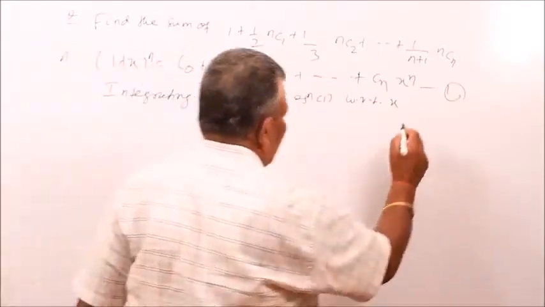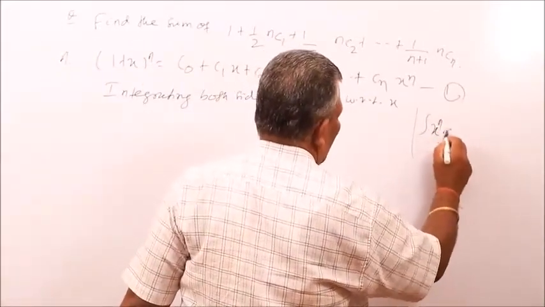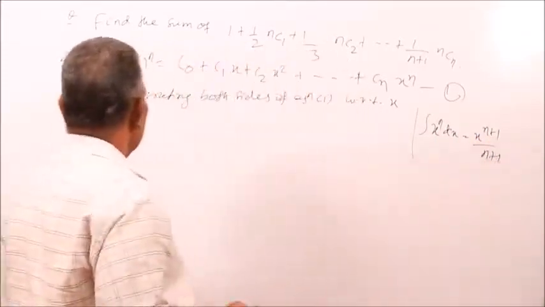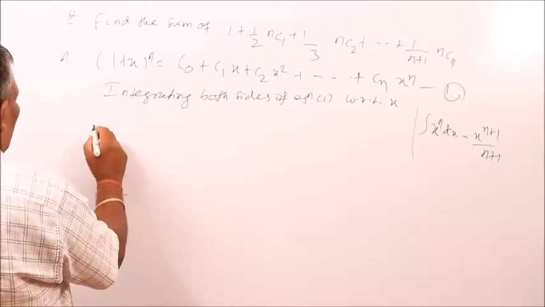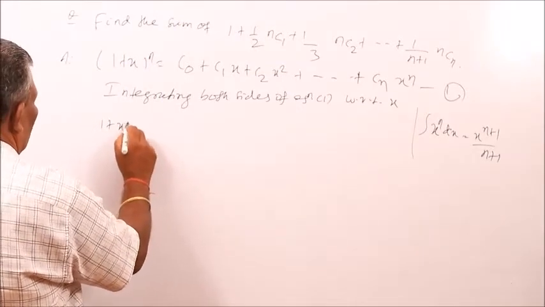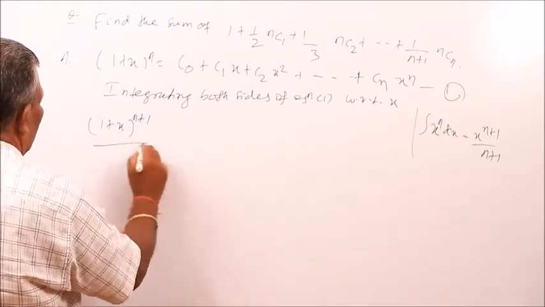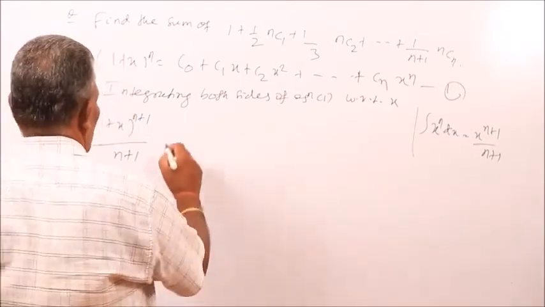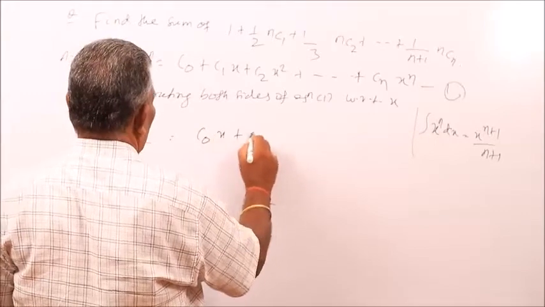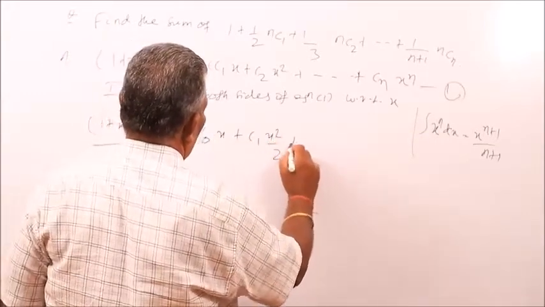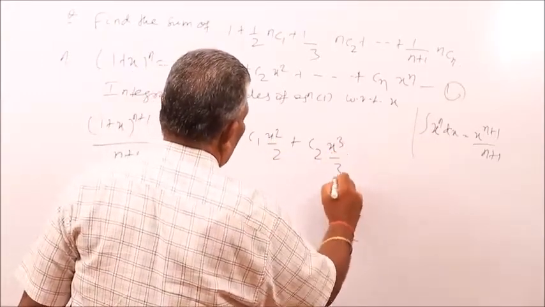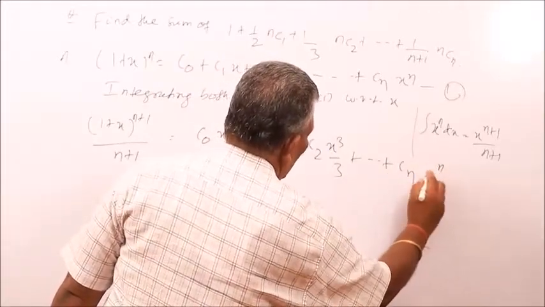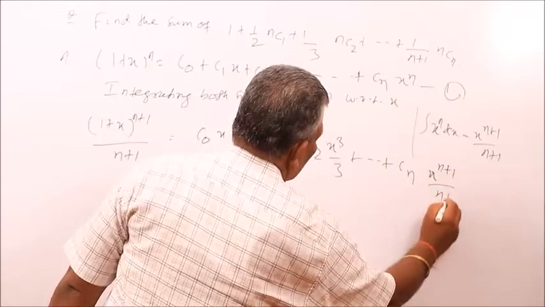I have told that integral of x to the power n dx equals x to the power n plus 1 by n plus 1. So here the left hand side will be (1 plus x) whole to the power n plus 1 by n plus 1 equals C0 x plus C1 x square by 2 plus C2 x cube by 3 plus Cn x to the power n plus 1 by n plus 1.